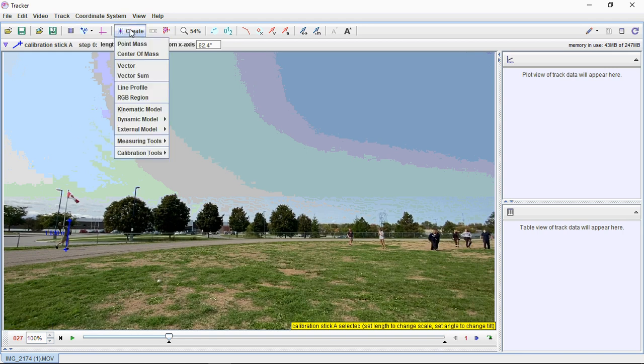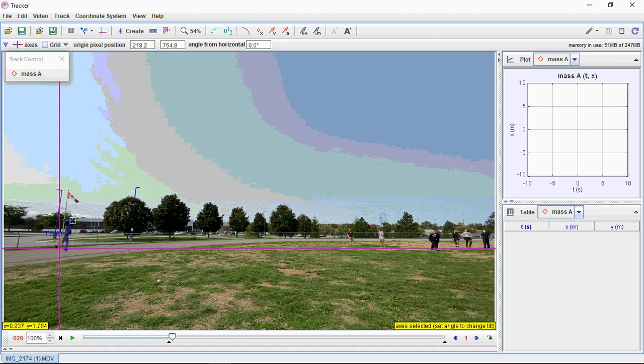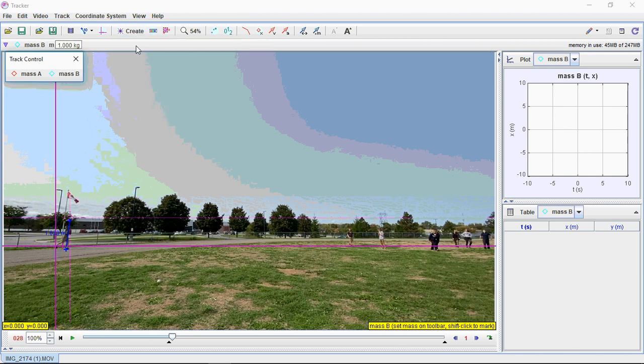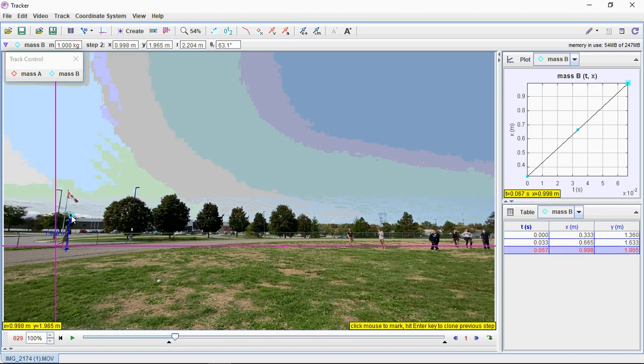Then I'm going to create a point mass, and I'm going to track the location of the football as it's thrown. Now one more thing I'd like to do is move the origin, so we'll have the origin at the thrower's foot. And I'm going to track the location of the ball as it's thrown.